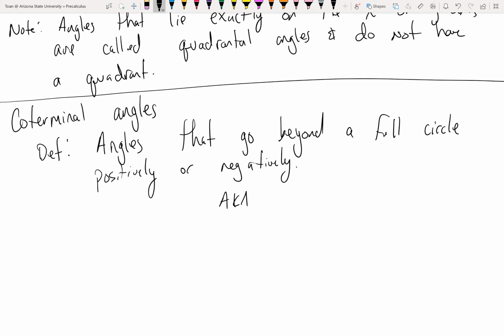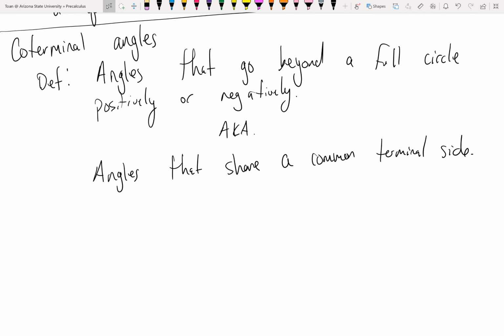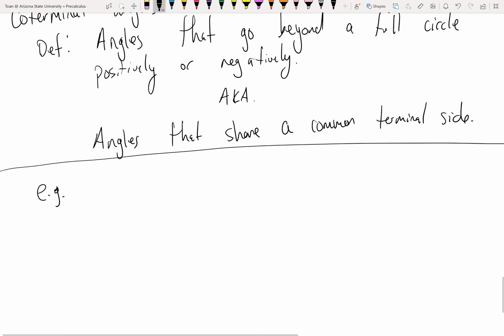What does the textbook say? The textbook says coterminal angles are angles that share a common terminal side. But the only way you can do this, of course, is if you go beyond a full circle. So, for example, if I had an angle, let me draw a quick coordinate system here.